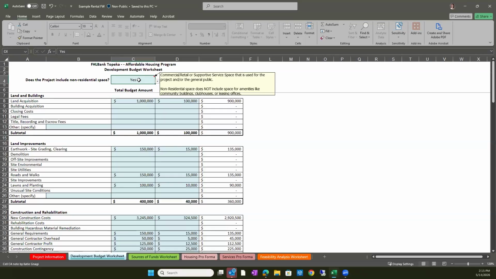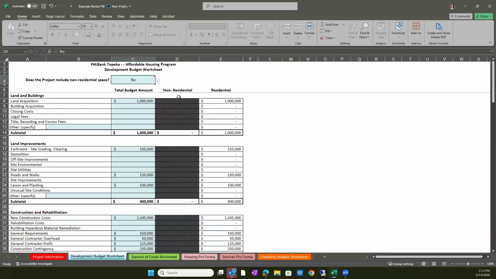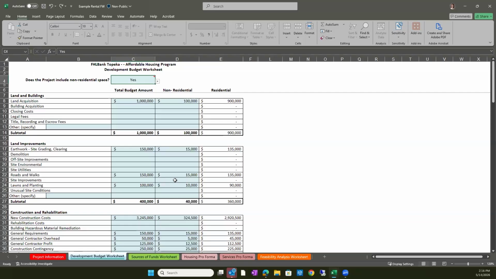So if your project has non-residential space, you will answer this question up above, yes. For my example today, I did answer it yes so that you can see it. If you did answer this question no, you would see all these numbers are hatched out and you would not need to fill out anything in this non-residential column. So this is what it would look like if you don't have non-residential space, and this is what it would look like if you do have non-residential space.